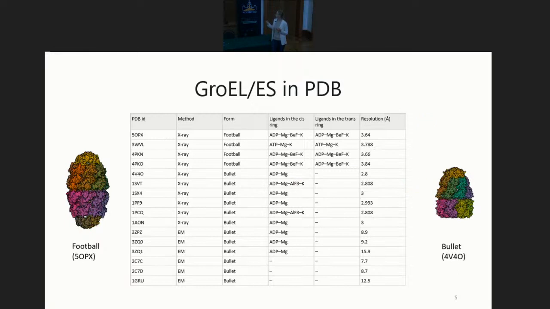So just to remind you, this one is football, and this one is the bullet-shaped complex. While X-ray gave us both footballs and bullets, cryo-electron microscopy only gave us bullets, which is probably an argument in favor of bullets being a more physiologically relevant type of complex. Interestingly, if we look at the ligands in the ring, for the football shape we have nucleotides in both rings. That makes sense because to get this GROES head, we had to change the conformation, so we had to bind the nucleotide. And in the bullet complexes, the nucleotides were only present in the GROES-bound ring, which again makes sense.